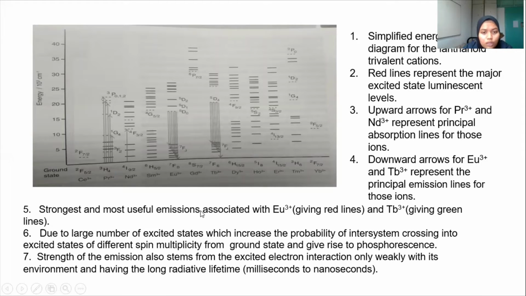Eu3+ and Tb3+ have the strongest and most useful emission because both of them have a large number of excited states, which increases the probability of intersystem crossing into excited states of different spin multiplicity from the ground state and gives rise to phosphorescence. And next, the strength of emission also stems from the excited electron interacting only weakly with its environment and having a long relative lifetime, which is milliseconds to nanoseconds.